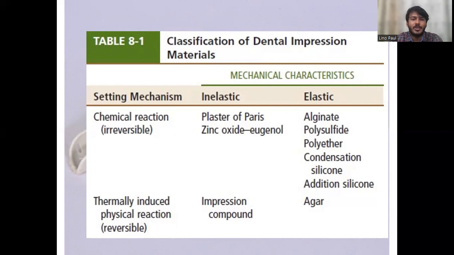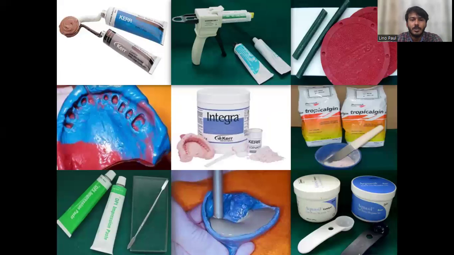Again, the classification slide according to the setting mechanism and the elastic and inelastic nature, both combined into a single table. So these are various kinds of impression material.